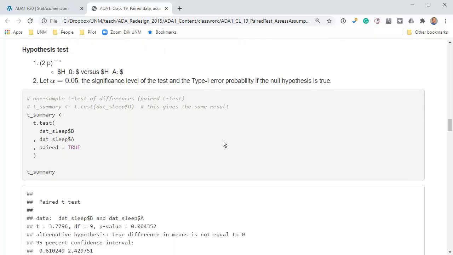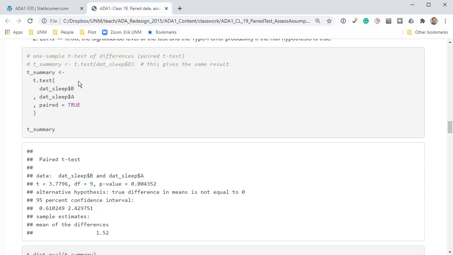All right, and then you go through and conduct the hypothesis test. State the hypothesis, right? So is the mean the same? Is the difference in sleep the same under treatment B versus treatment A? We're going to take alpha equals 0.05. I've got some code here that does the t-test. Now there is something different here.